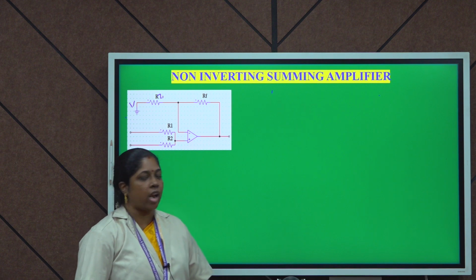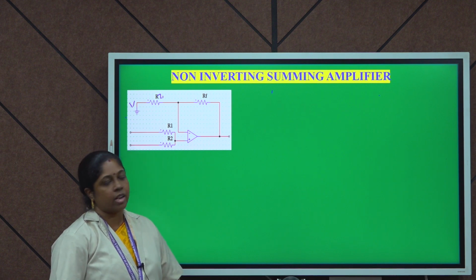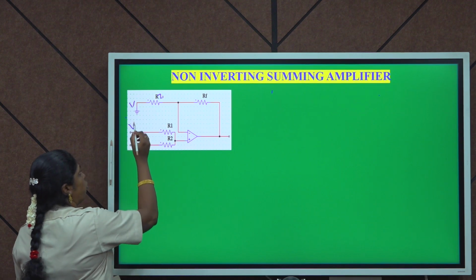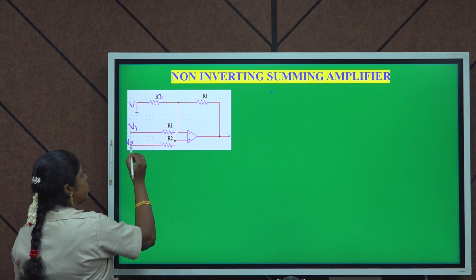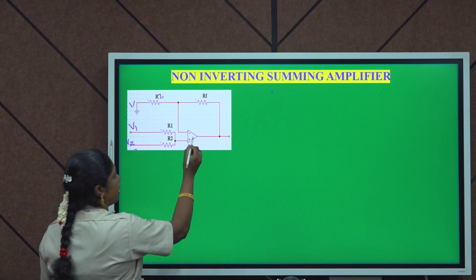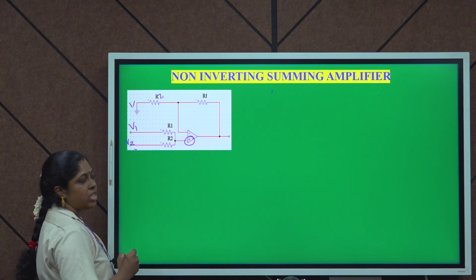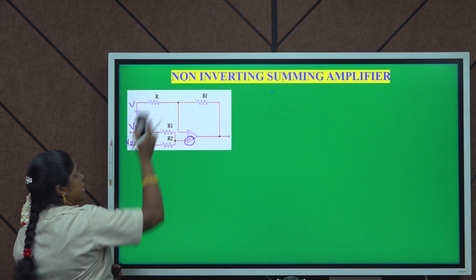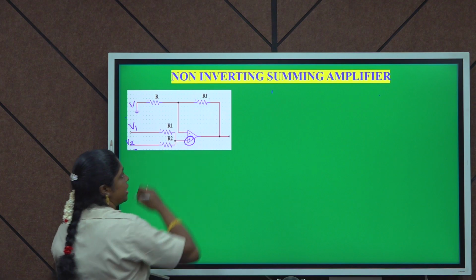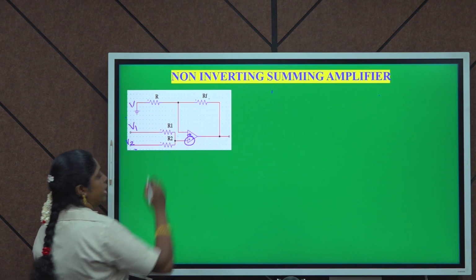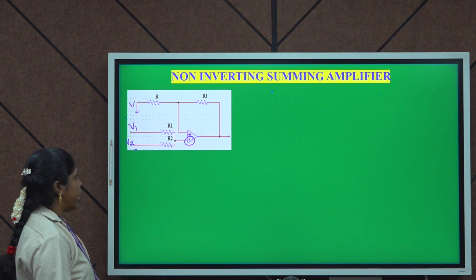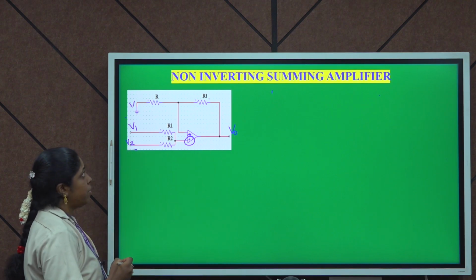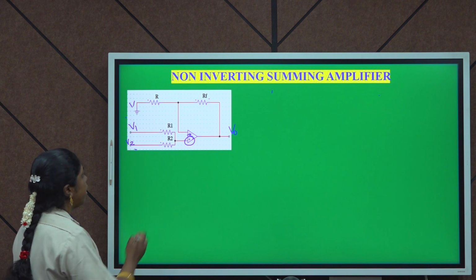Next we will see the non-inverting summing amplifier. For the non-inverting summing amplifier, the input voltages V1 as well as V2 are connected to the non-inverting terminal of the operational amplifier. Here we have the resistance R as well as the feedback resistance RF connected to the inverting terminal of the operational amplifier. This is the output voltage of the non-inverting summing amplifier.